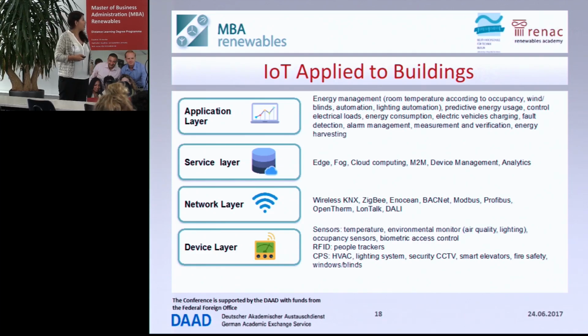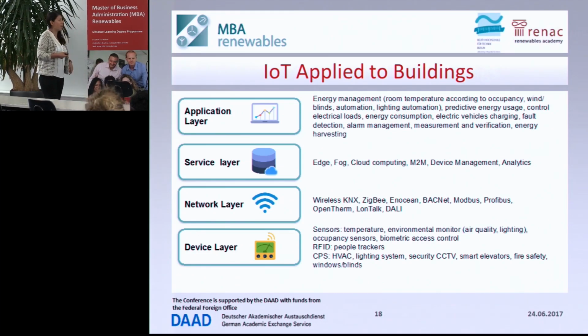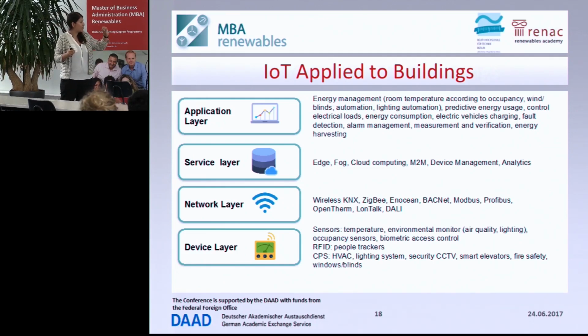Also, they can help to track people. And as cyber-physical systems, we have, of course, the heating, ventilation systems, lighting systems, security, smart elevators, fire. All these silos that are working in a building can work together with an IoT overview. Buildings are, I think, one of the most mature markets, so they have plenty of protocols and applications today.